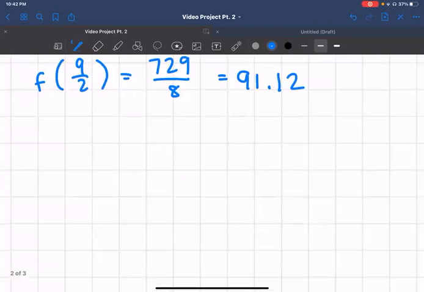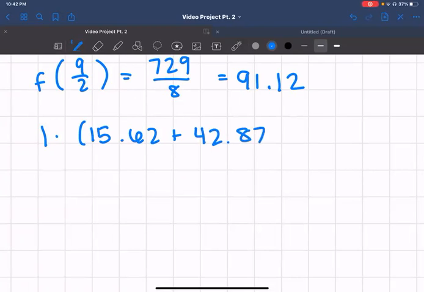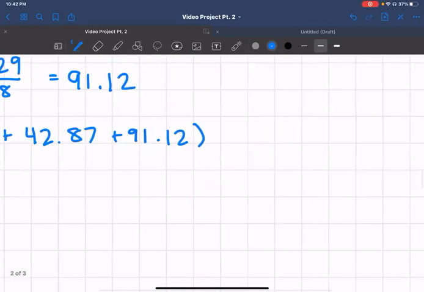Okay, now we're just going to sum all these up together and multiply it by 1. It's going to be 1 times 15.62 plus 42.87 plus 91.12, which equals 149.62.